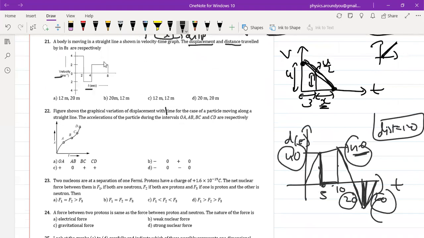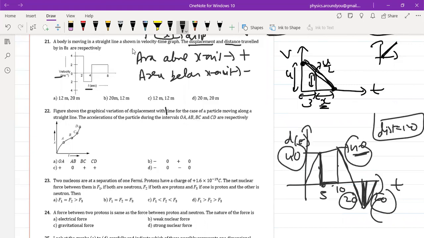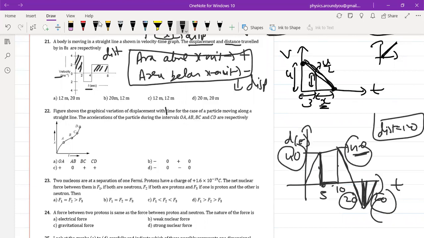Well, if you follow the convention that areas above the x-axis are positive and areas below the x-axis are negative, whatever you get shall be displacement. If you don't consider the sign convention, whatever you get shall be distance. For example, area in black is positive, whereas area in red is negative. If you add the black area and subtract the red area, whatever you get is displacement.